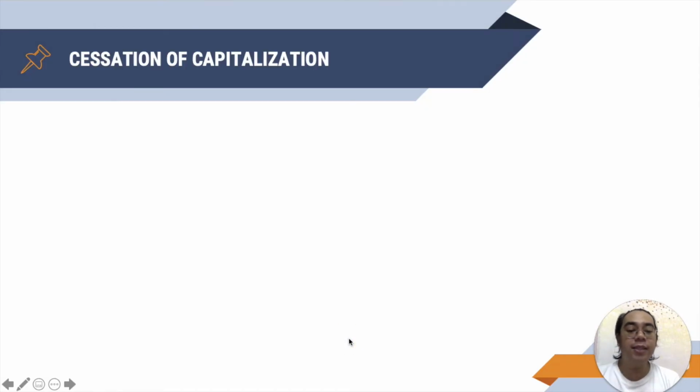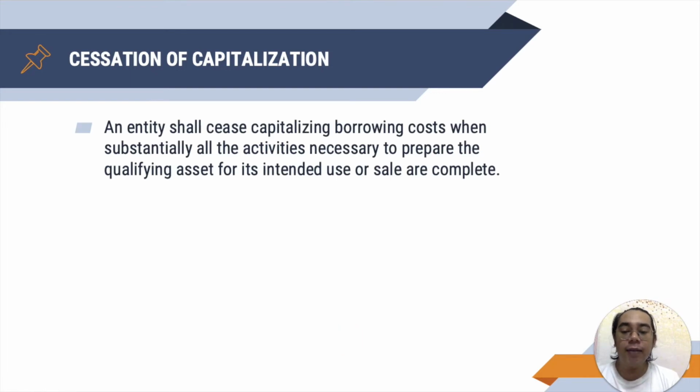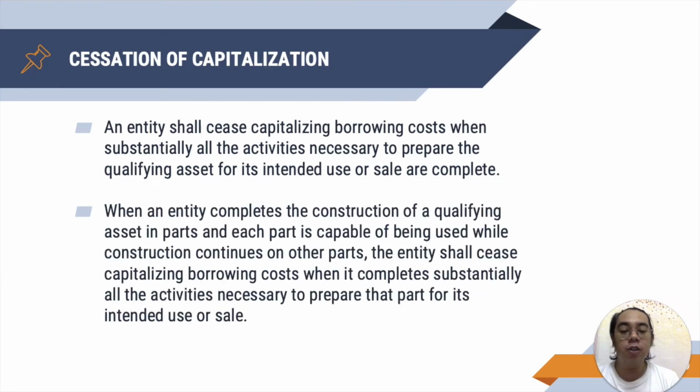When does capitalization end? An entity shall cease capitalizing borrowing cost when substantially all the activities necessary to prepare the qualifying asset for its intended use or sale are complete. When an entity completes the construction of a qualifying asset in parts, and each part is capable of being used while construction continues on other parts, the entity shall cease capitalizing borrowing cost for that part when it completes substantially all the activities necessary to prepare that part for its intended use or sale.